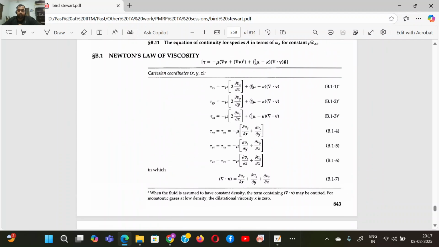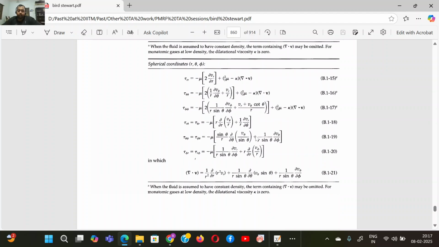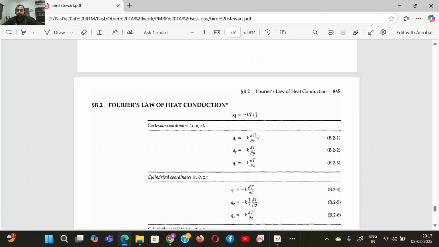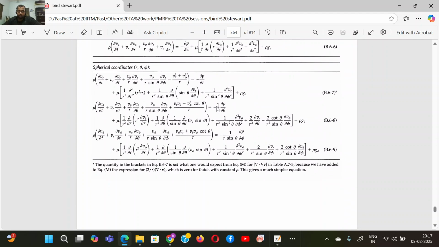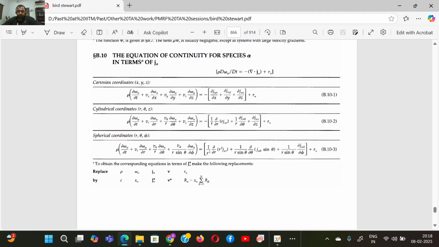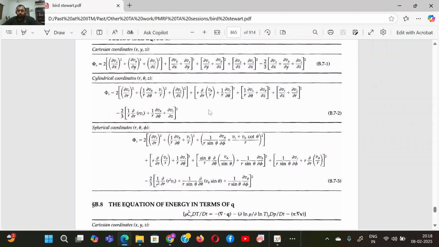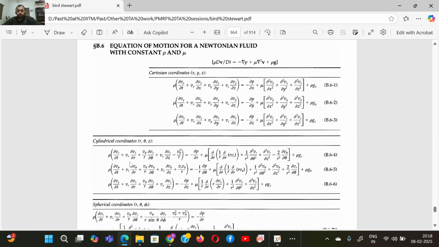Appendix B. Sir has also gone through this form, right? 2 by 3 mu minus kappa into del dot v, etc. All these things will be covered in that, like the continuity equation in various coordinates, Cartesian, spherical, cylindrical. Likewise, the energy transport equation, the mass diffusion, the species transport equation, the constitutive relations, the equation of motion in various coordinate systems, and also the Navier-Stokes equation simplified for a Newtonian incompressible flow, in all the coordinate systems. So refer to this all the time when you're solving problems.